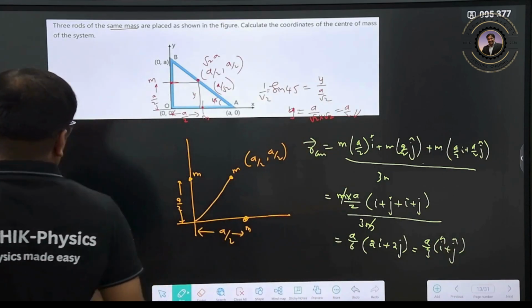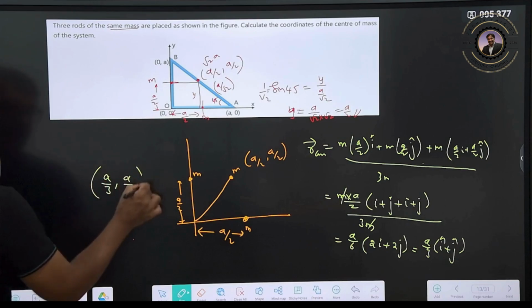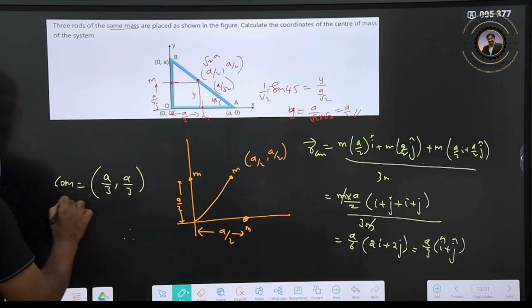So the center of mass here is A by 3 comma A by 3. This is your center of mass.